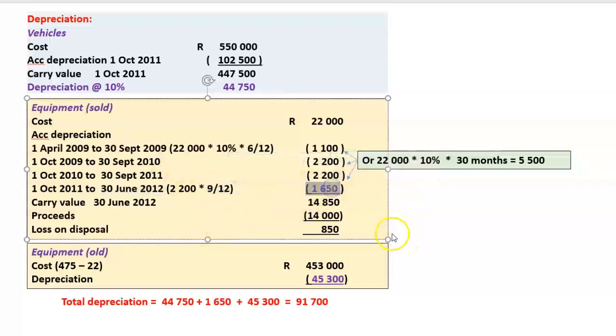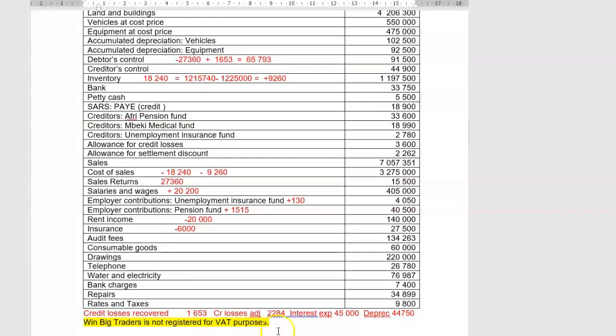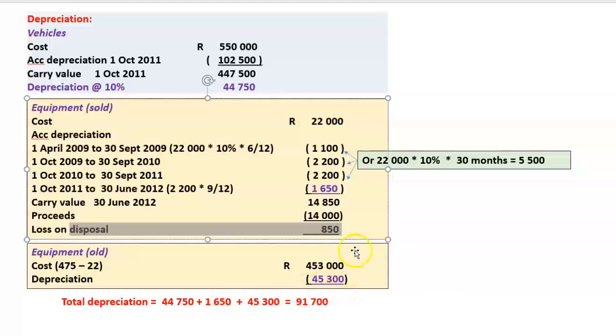That gives us depreciation of 1,650 on the item that I've sold. The carrying value of this asset at the date of sale was 14,850. The proceeds was 14,000, so we made a loss on disposal of 850 Rand. And immediately you're going to write that down because you don't have an item for loss on disposal. So you're going to write there loss 850. If you've had your template before, you're going to put it into your template, loss on disposal of asset 850 Rand.